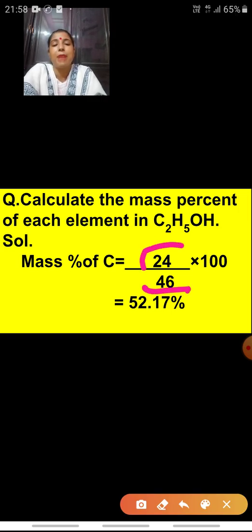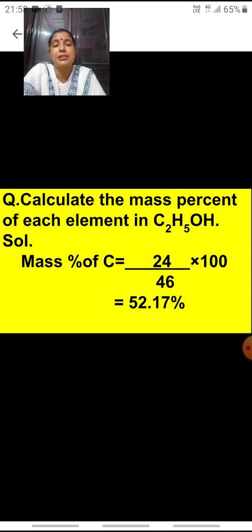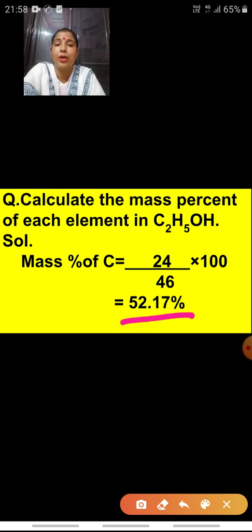So, the mass of carbon divided by the molar mass of the compound, multiplied by 100, will give the answer, 52.17%. So if we have 100 grams of ethanol, the amount of carbon present will be 52.17 grams. So you can say the mass percent of carbon is 52.17.